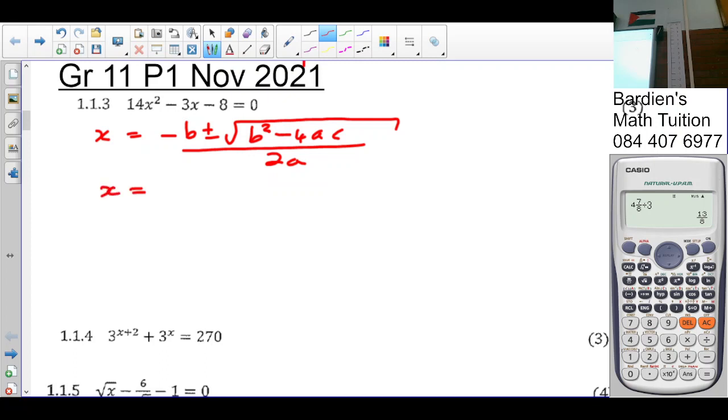So you have x is equal to, as you know, the a value is the coefficient of x squared, which is 14. Your b value, of course, is negative 3, and c is negative 8.